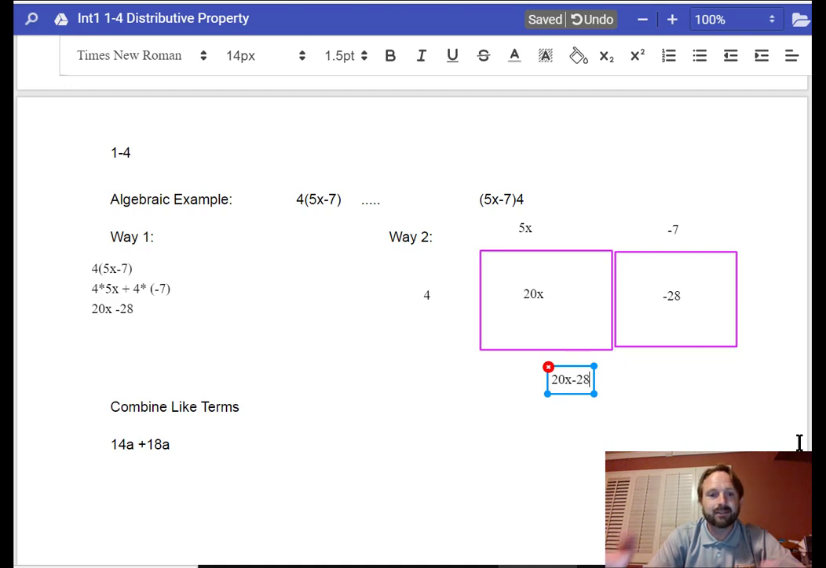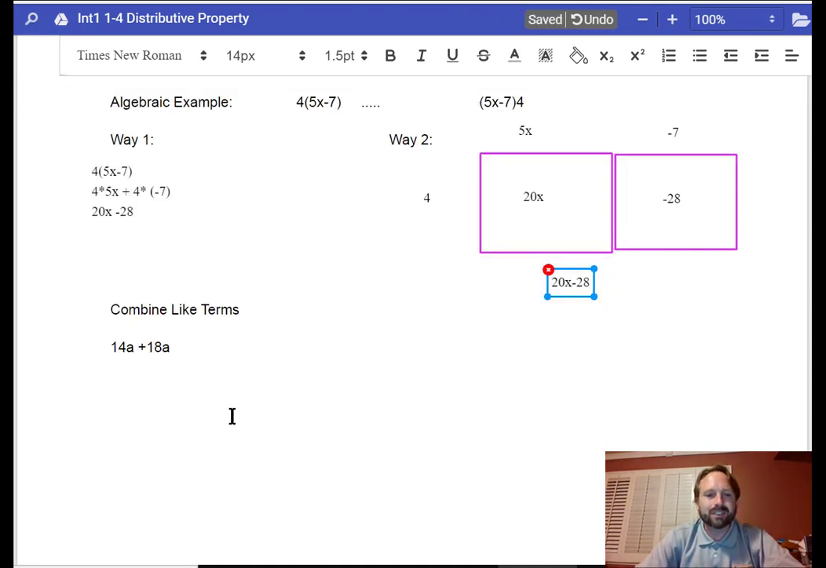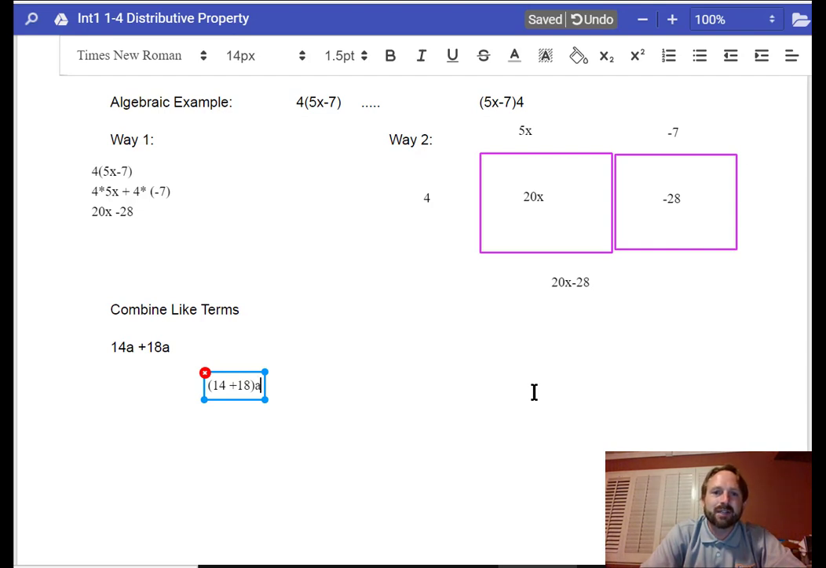Now, I don't really like this one, but for combining like terms, they want you to say, hey, look, this is going to be 14 plus 18 times a. It doesn't matter which side a is on. So think of it this way. What's 3 bananas plus 3 bananas? That's the same thing as, what's 3 plus 3 bananas? It's still 6 bananas. It's just a different way. Let me show you a fraction problem in about 2 seconds.